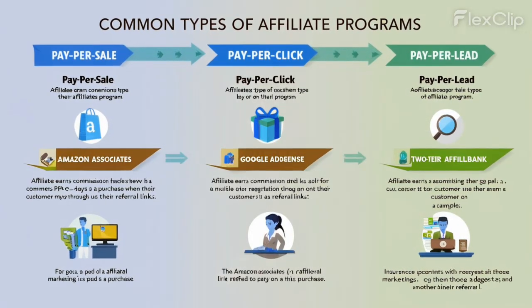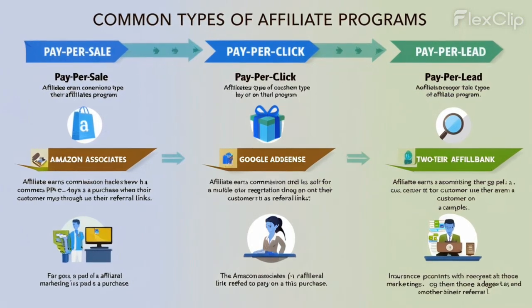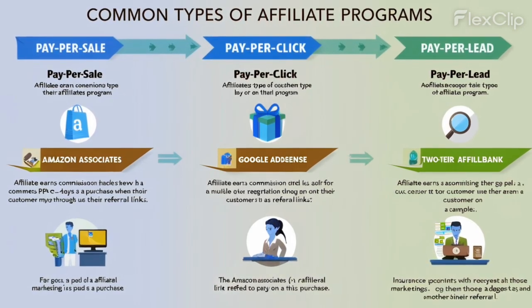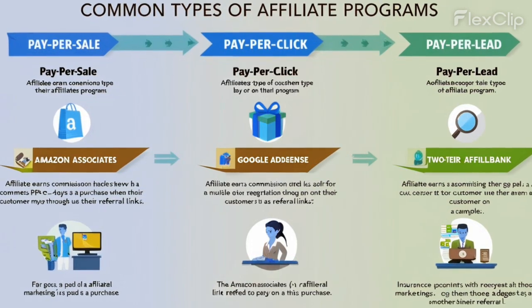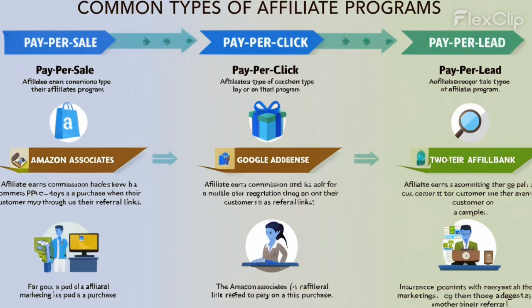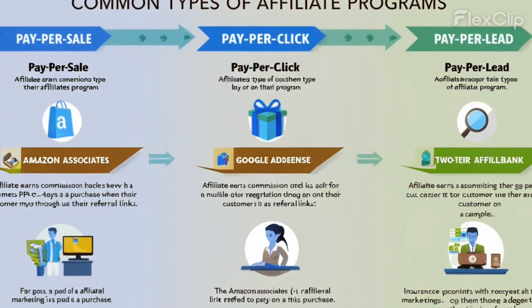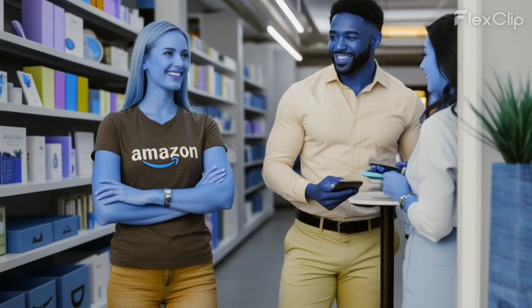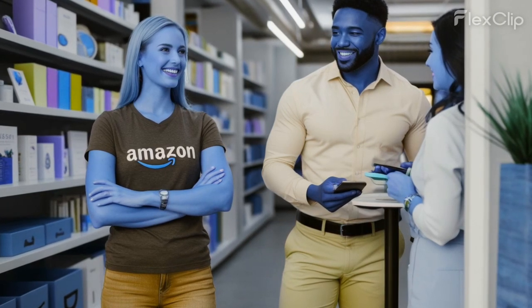Pay-per-lead, PPL. Description: affiliates earn a commission when they generate a lead, such as when a customer fills out a form, signs up for a newsletter, or takes another action indicating interest in the product or service. Example: insurance companies often use this model where affiliates get paid for leads, e.g., potential customers requesting a quote.